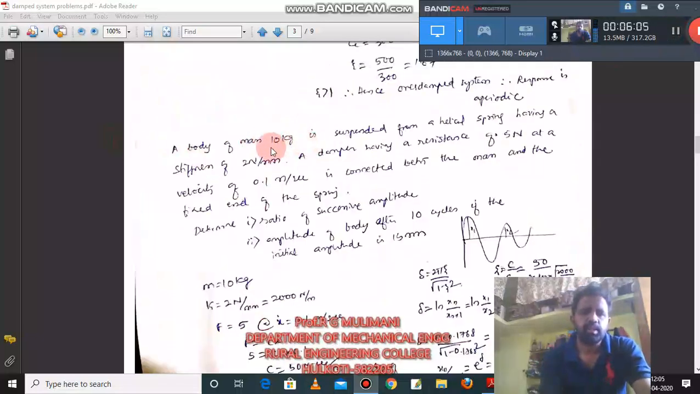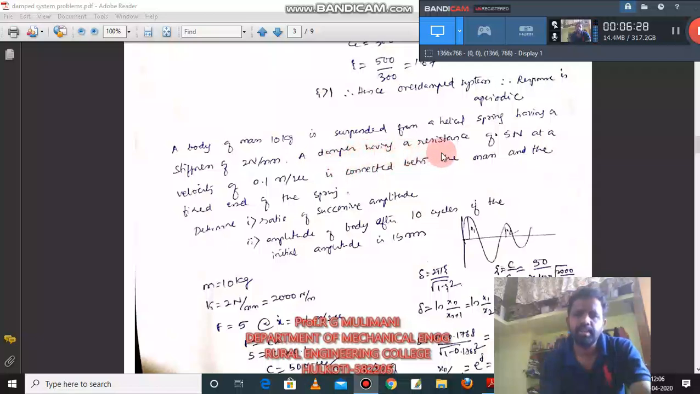In this problem, what are the given data? A body of mass 10 kg, mass is given, is suspended from a spring having a stiffness value of 2 Newton per millimeter. You convert it to Newton per meter, so it is 2000 Newton per meter. Mass is given, stiffness is given. If mass and stiffness are given, then you can calculate omega n. Omega n is equal to the square root of k by m.